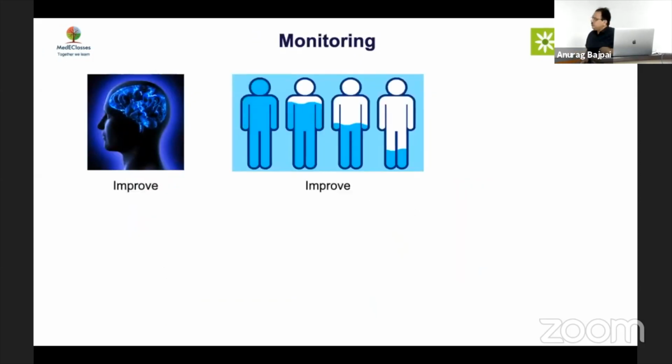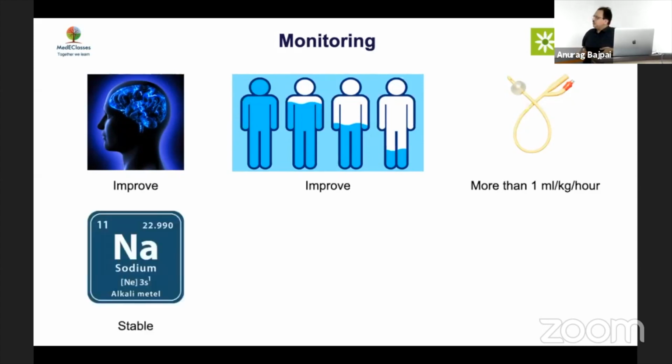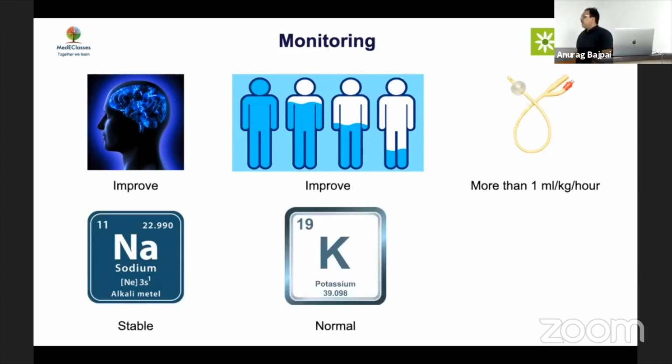Sensorium should improve. Hydration should improve. Urine output should always be more than 1 ml per kg per hour. One of the most deadly combinations is oliguria or ARF. If somebody develops ARF, that becomes really dangerous in that situation. Corrected sodium should be stable, potassium should be normal, and ketone should improve.